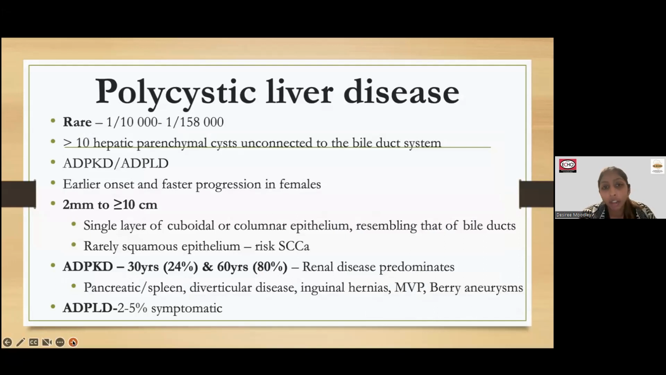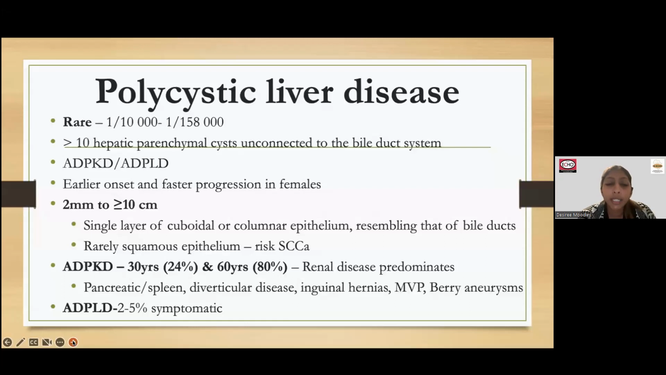There is an earlier onset and faster progression in females, and this is thought to be due to a component of estrogen. They range in size from 2 millimeters to more than 10 centimeters, and they have a single layer of cuboidal or columnar epithelium, and it resembles that of bile ducts. Very, very rarely you can have squamous epithelium lining it, and that puts you at risk for squamous cell carcinoma.